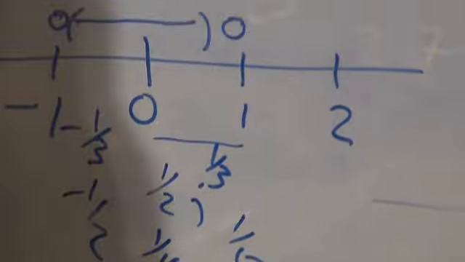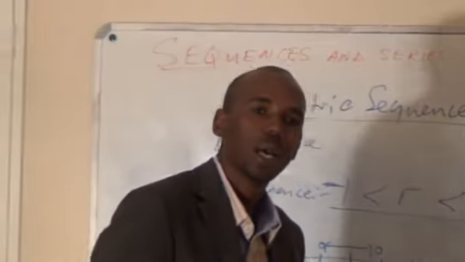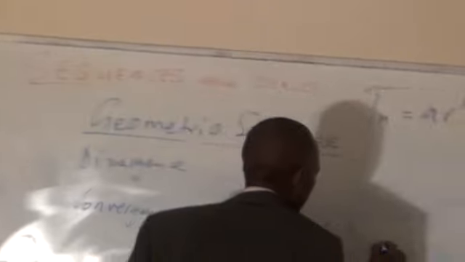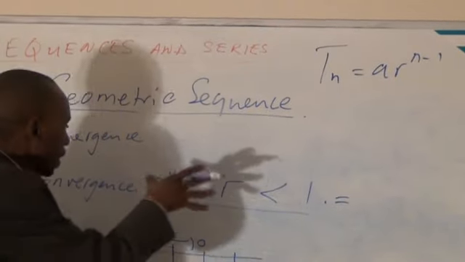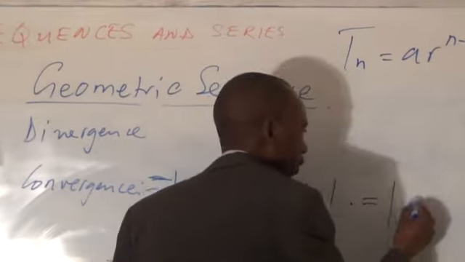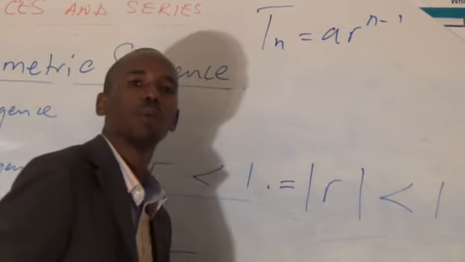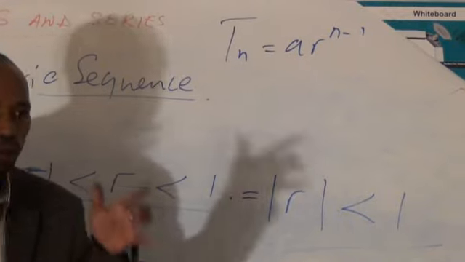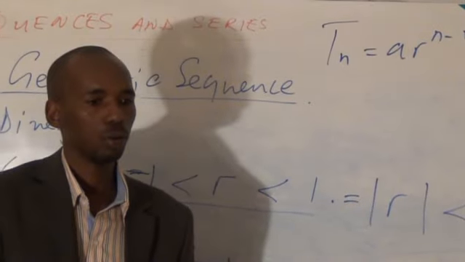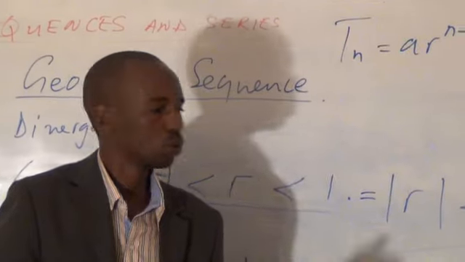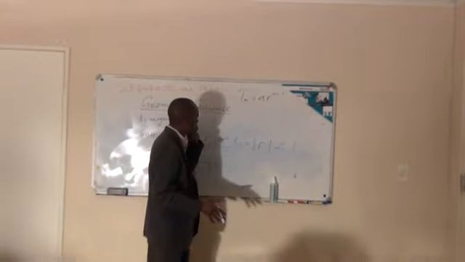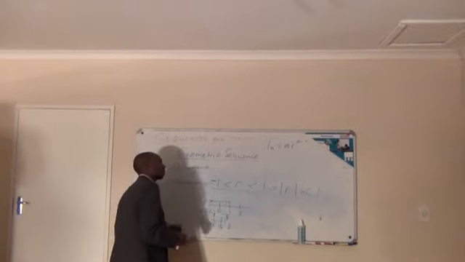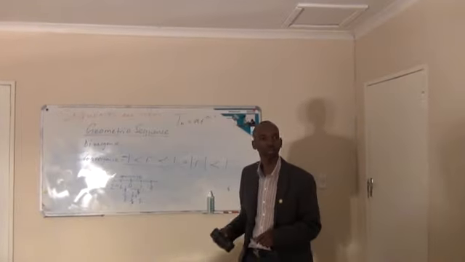What else? 1/3. Minus 1/3, 1/3 here. Take a look at those fractions. They are proper fractions. Effectively, if we really wanted to consider this inequality, this means that the modulus of R should be less than 1. What do we mean by modulus? The absolute value. Should actually be less than 1.